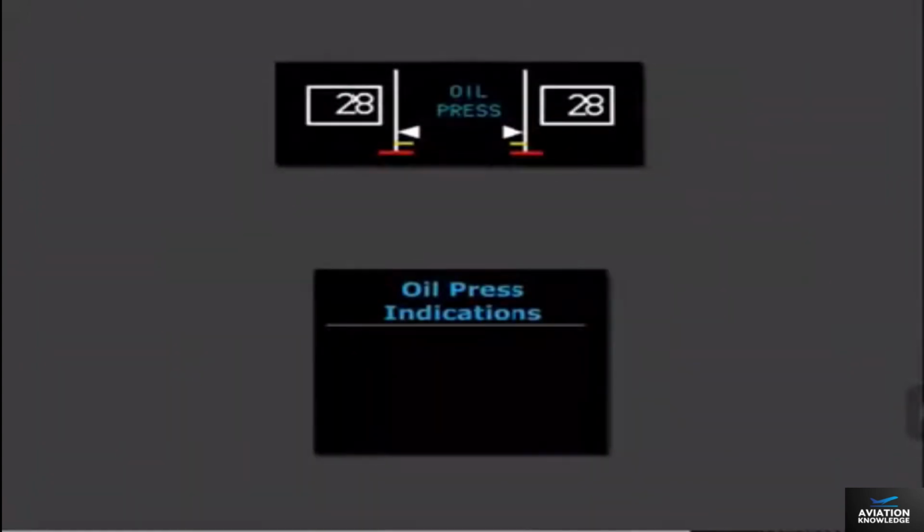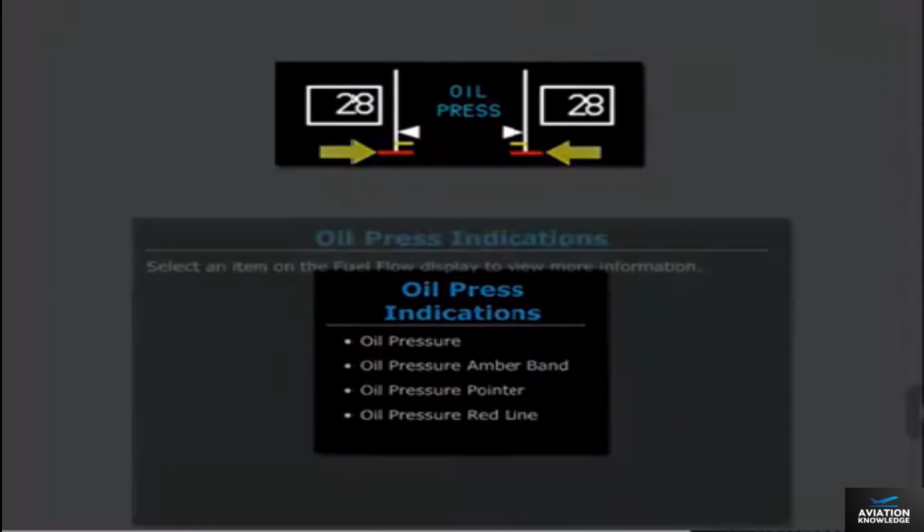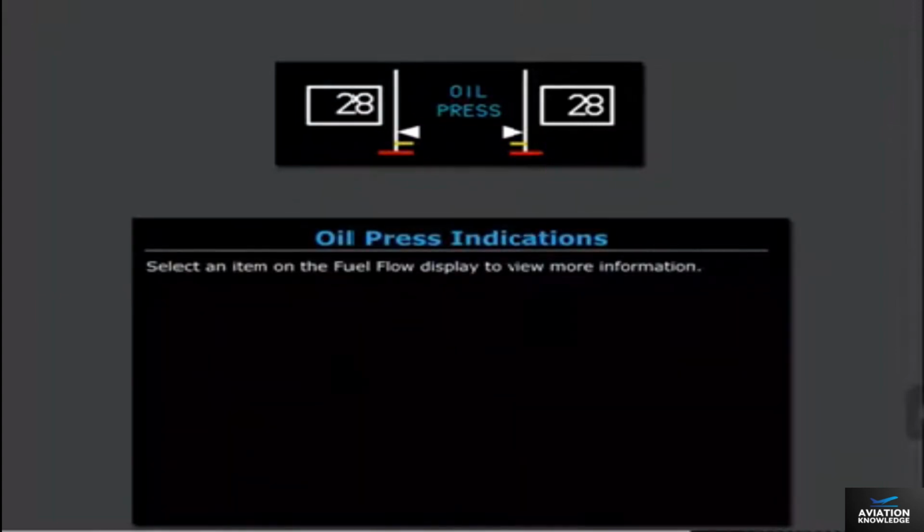Oil pressure and temperature indications are a combination of digital readouts and vertical indications with moving pointers. The following items are displayed on the oil pressure indications: oil pressure amber band, oil pressure pointer, and oil pressure red line. Review the oil pressure indications before pressing the Continue button to resume the lesson.